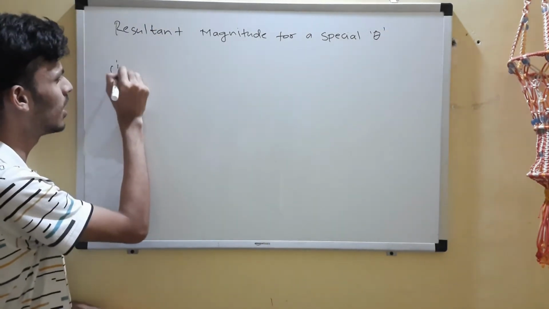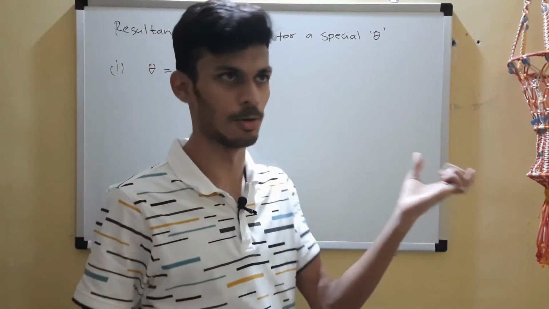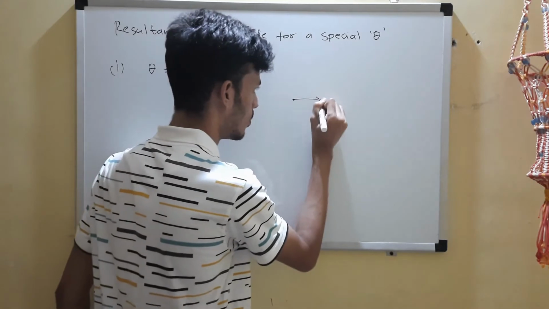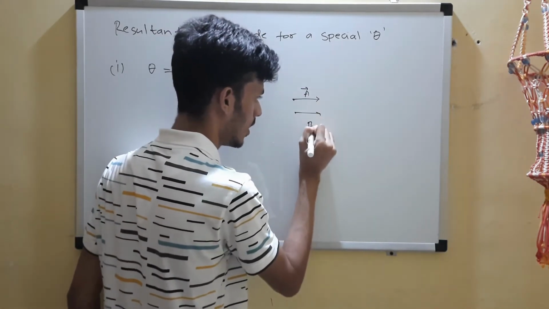This is quite logical also, you can watch it geometrically. First is theta equals 0. What does this mean geometrically? It means both of them have the same direction, vector a and vector b are along the same direction.